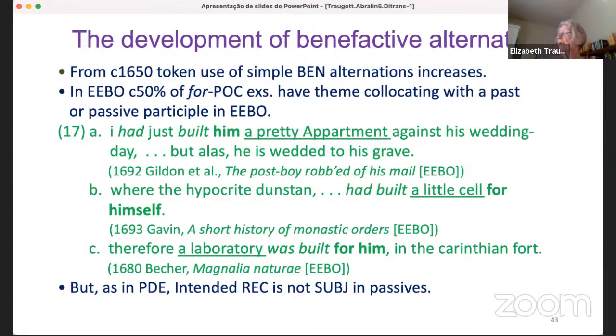Now you may recall that at the beginning, I said that Nisbet and Kay said that benefactives had adjuncts and they were not proper ditransitives because the recipient is not a subject in the passives. They were talking about modern English. I have not been able to find any recipients that are subjects in the history of this construction. So nothing changed there.